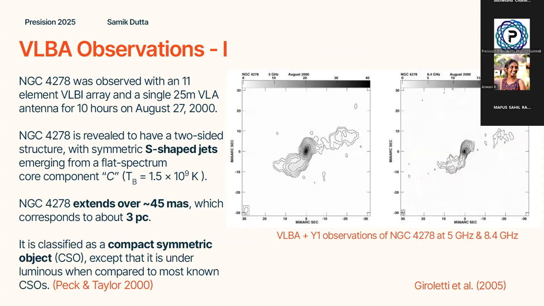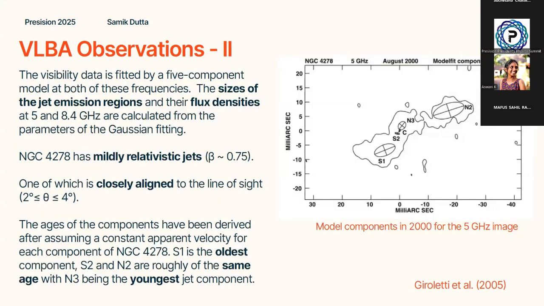And here you can see these jets, where you have a northern jet and a southern jet. This entire structure extends over 45 milliarcseconds, which corresponds to about 3 parsecs. So you can see that the scales are much smaller here, and it is classified as a compact symmetric object. These are VLBA observations of this source at 5 gigahertz and at 8.4 gigahertz.